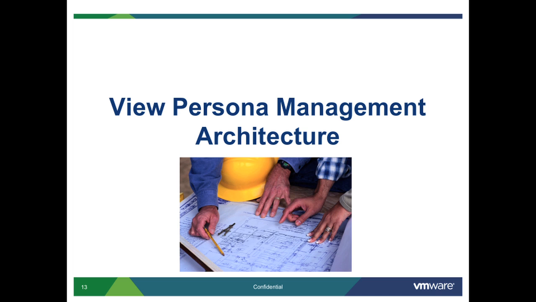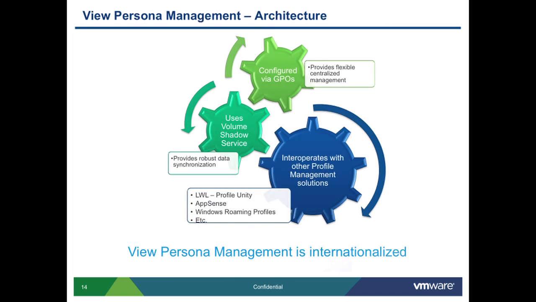We'll now discuss briefly View Persona Management architecture. View Persona Management is deployed and managed through group policy objects, also known as GPOs. These GPOs can be delivered via Active Directory through organizational units, also known as OUs, or locally on a parent VM. Active Directory deployments will provide more centralized management, but there are use cases where local parent VM deployments provide more flexibility. It uses the Volume Shadow Service for data synchronization, and it can be used with other profile management solutions.